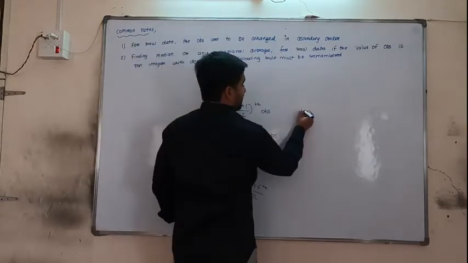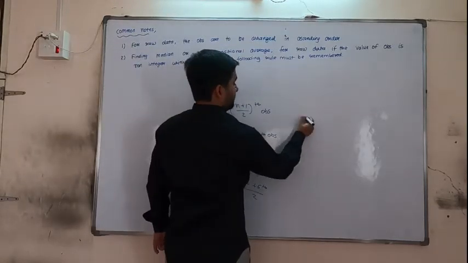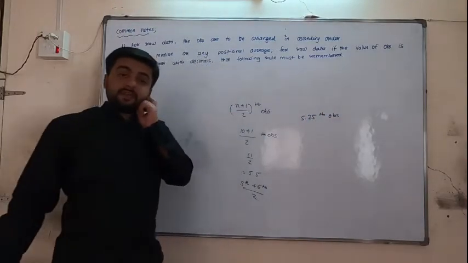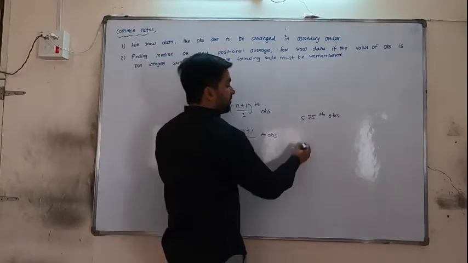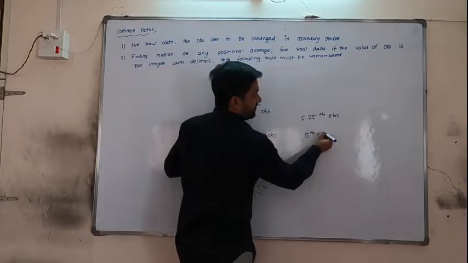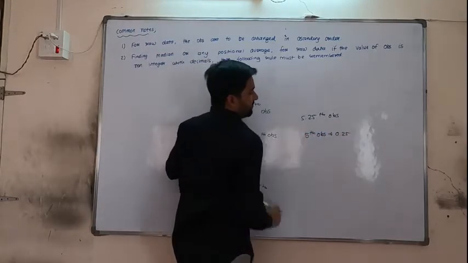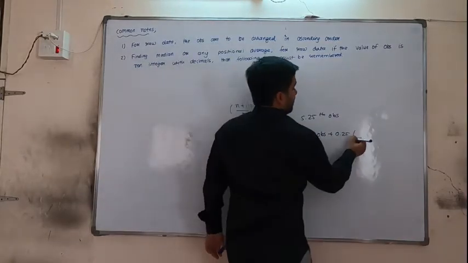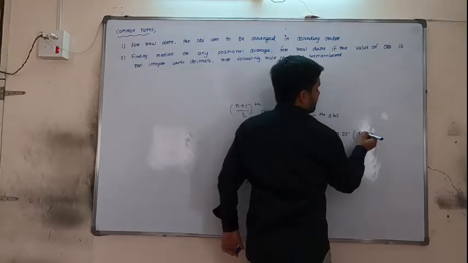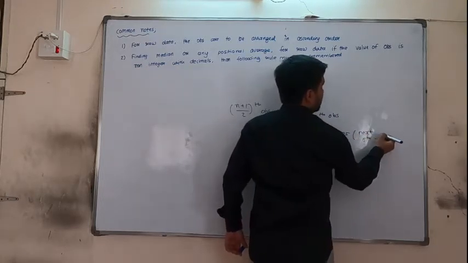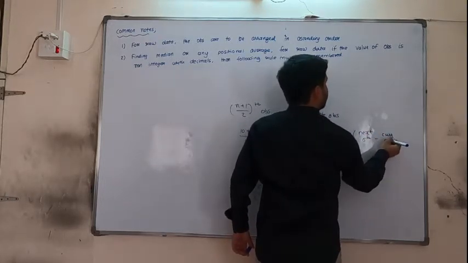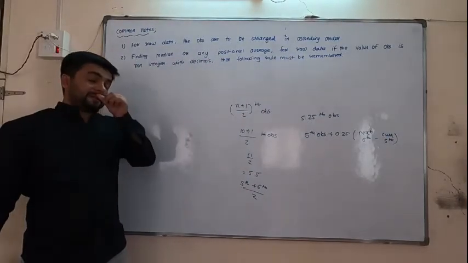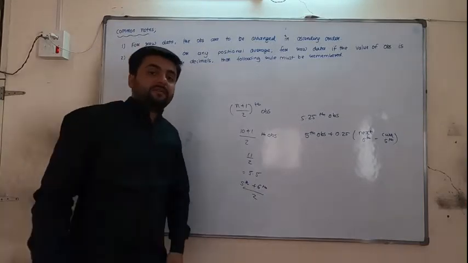Now suppose it is the 5.25th observation. What should you do? Take the 5th observation plus 0.25, that is the integer plus the decimal value, multiplied by the difference of the next observation, the 6th, minus the current, which is the 5th. In this way you have to solve this, friends. Otherwise our answer will not be correct. Okay?